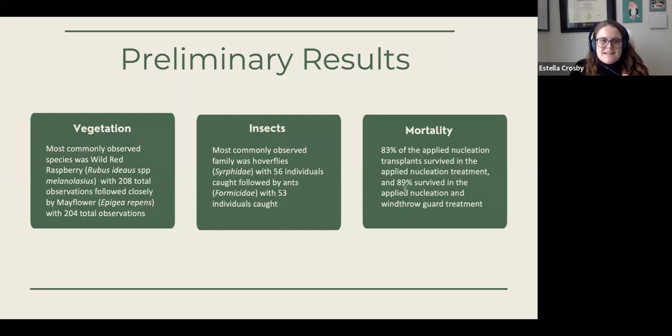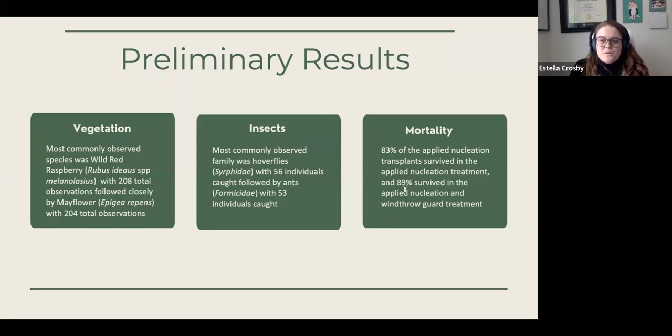The vegetation observations spanned the course of the project, so from 2021 to 2024. For the insect data, the most commonly observed family was hoverflies, which had 56 individuals caught in the traps, followed by ants, which had 53 individuals caught. And these observations span my portion of the project, so 2023 and 2024. For the mortality of the transplants, 83% of the applied nucleation transplants survived in the applied nucleation treatment, and 89% survived in the applied nucleation and Winthrop treatment.